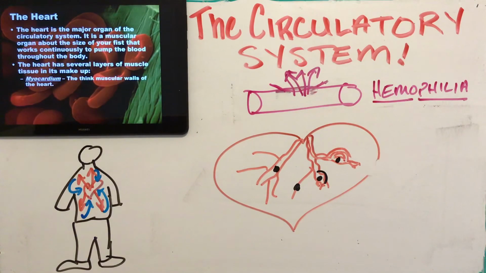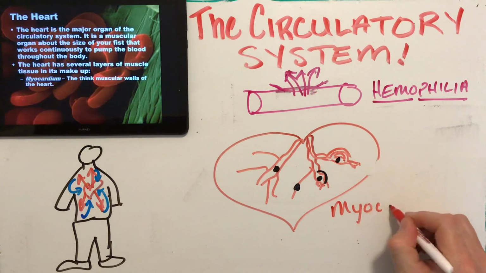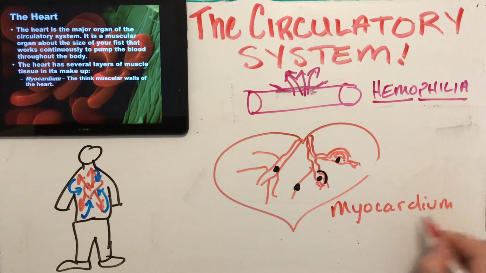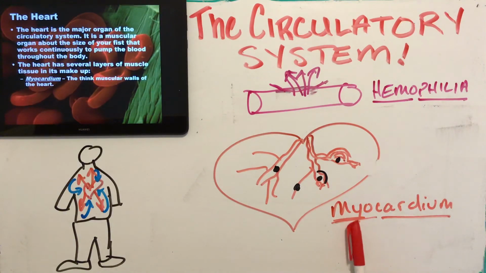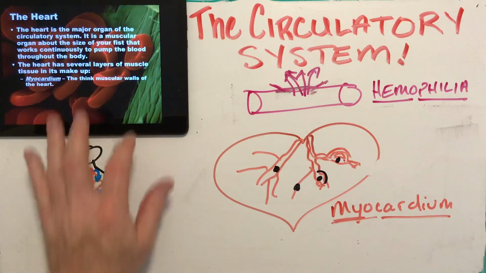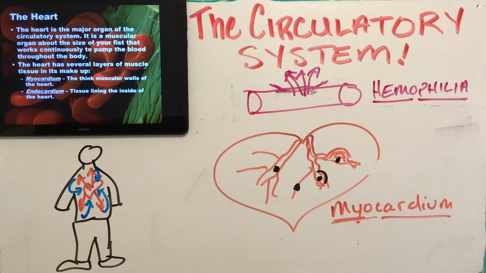The myocardium. Whenever you see cardium, we know it is heart. Myo is muscle. So a little more etymology for you: if you see the word myo, it relates to muscle. And we can see there the thick muscular walls of the heart. Then we have the endocardium. Again, cardium means related to the heart, and endo is the inner lining. Exo is outside, endo is inside. So this is the inner lining of the heart.